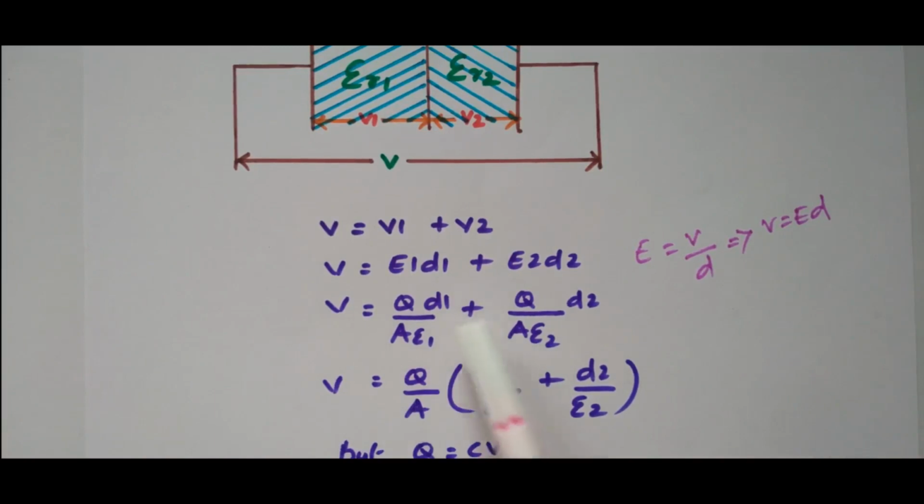Now this E can be replaced as Q divided by A epsilon. The general formula for electric field intensity is Q divided by A epsilon 1. Due to E1, it is Q divided by A epsilon 1 into D1. This E2 is replaced as Q divided by A epsilon 2 into D2. Right? So the Q by A is commonly available in both the terms, so that is taken outside. So what we have is d1 divided by epsilon 1 plus d2 divided by epsilon 2, right? Q by A is taken outside.